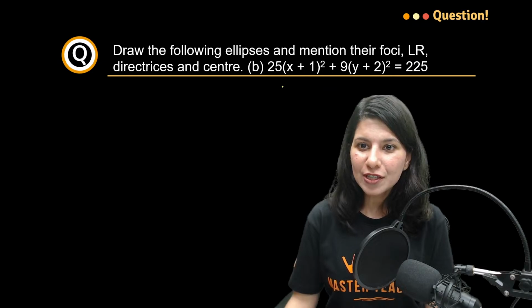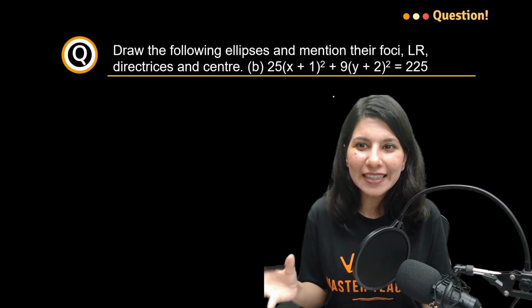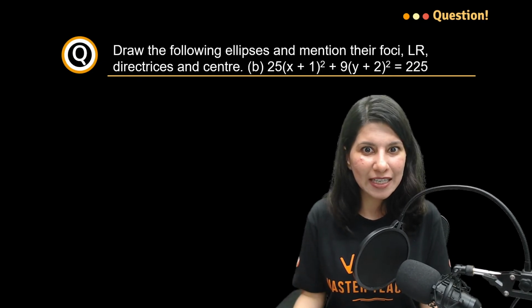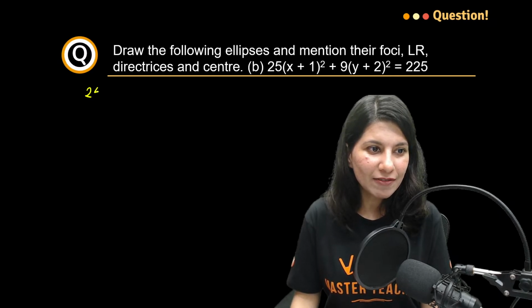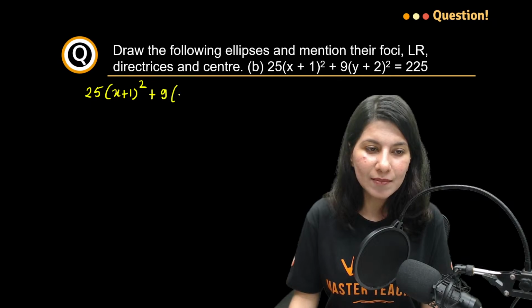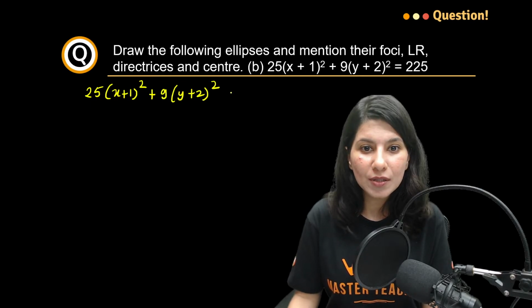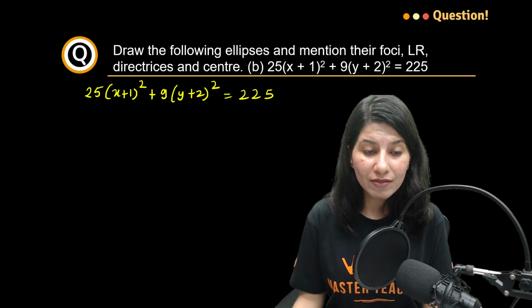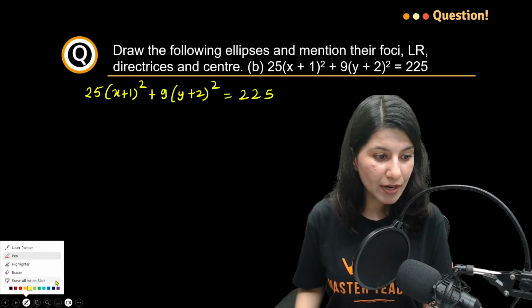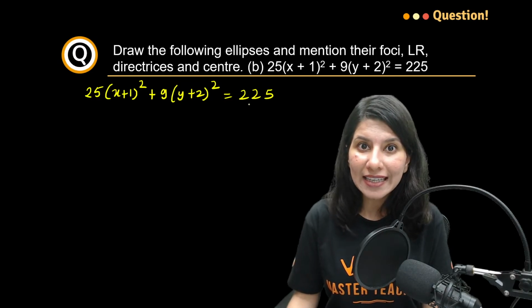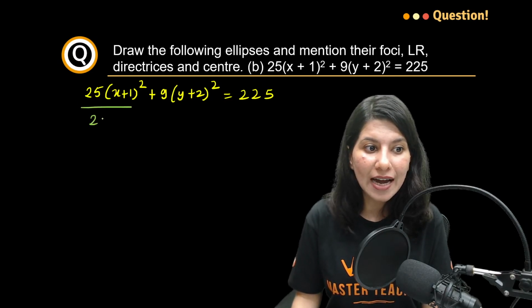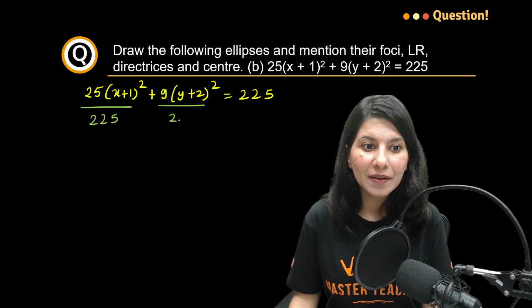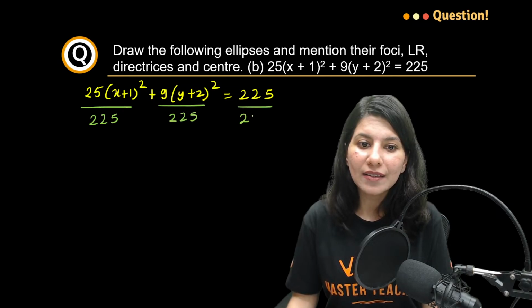First of all, this ellipse is not looking in good form. Let me make it in good form. So 25 times (x plus 1) whole square plus 9 times (y plus 2) whole square equals 225. I am going to divide this whole equation by 225 so that I get 1 on the right hand side. That is how a standard ellipse equation looks. Can I do that? Definitely.